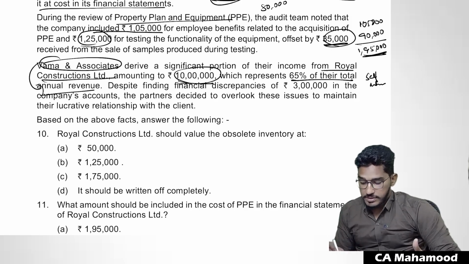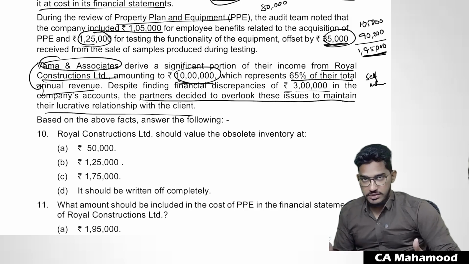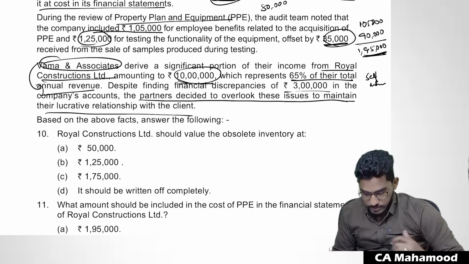Despite finding financial discrepancies of 3 lakh rupees in the company's accounts, the partners decided to overlook these issues to maintain their lucrative relationship. Because of that self-interest threat, even though they found the deficiencies, they are not reporting it.